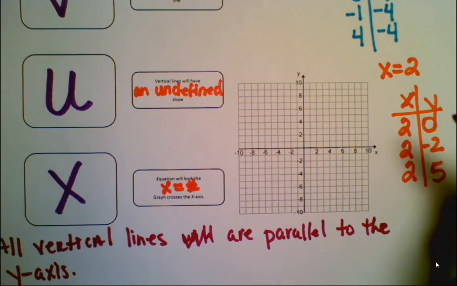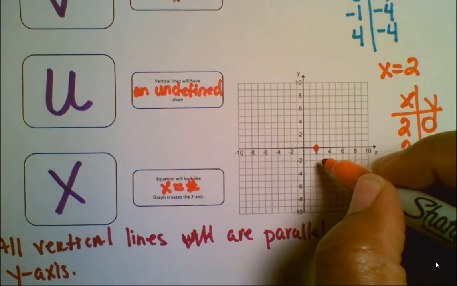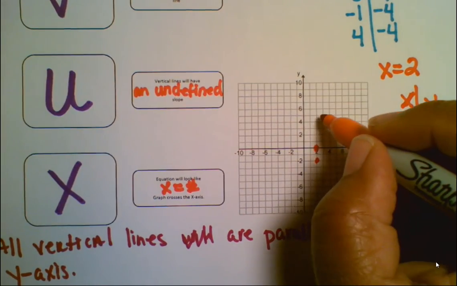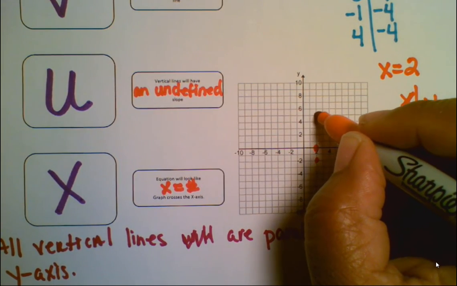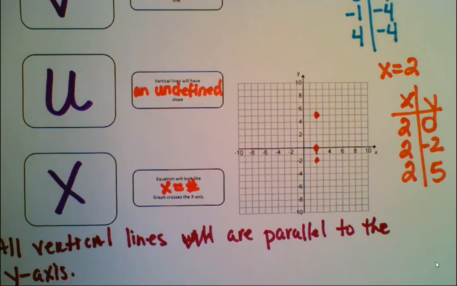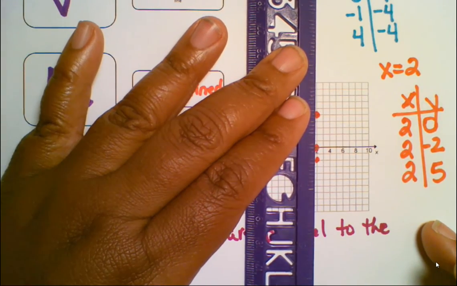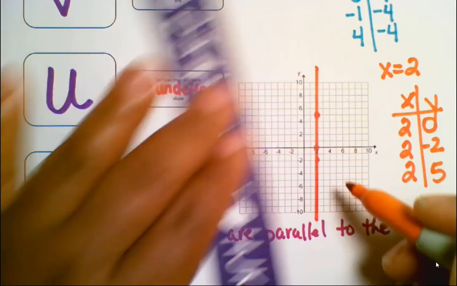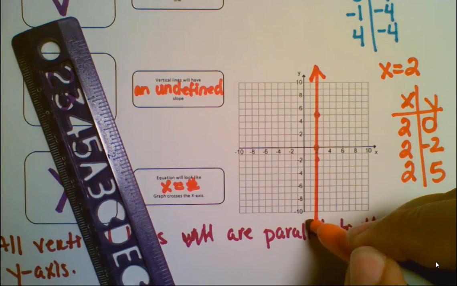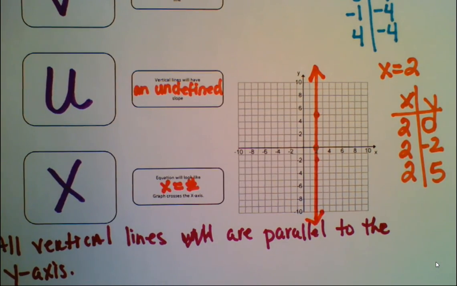So we have 2, 0, 2, -2, 2, 5. We can use a table of values, or we can remember again this concept. And we plot the points. And there we go. That is our vertical line for x is equal to 2.